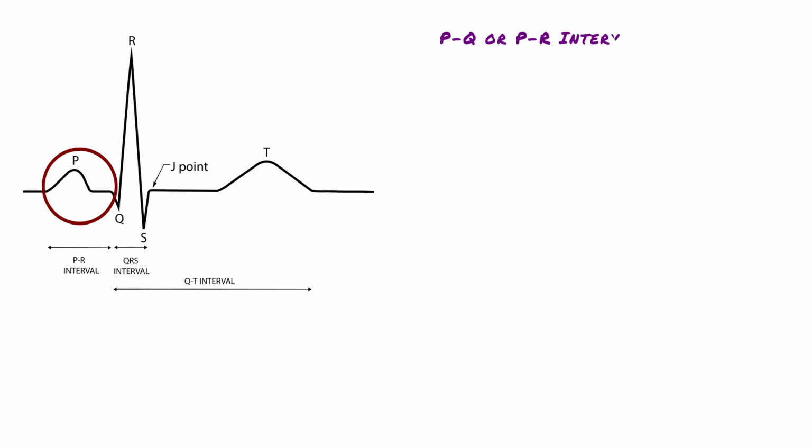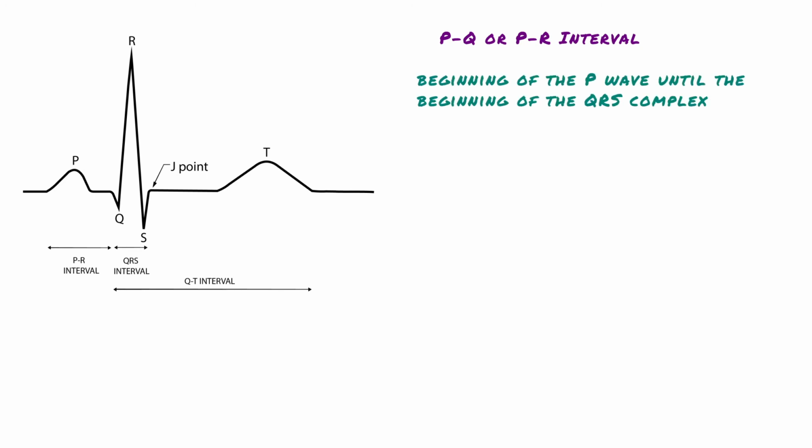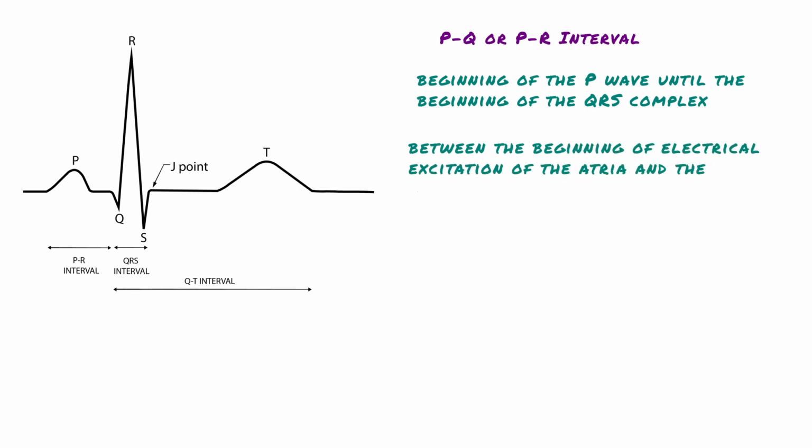PQ or PR interval. The PR interval is the period, measured in milliseconds, that extends from the beginning of the P wave until the beginning of the QRS complex. It is the interval between the beginning of electrical excitation of the atria and the beginning of excitation of the ventricles.